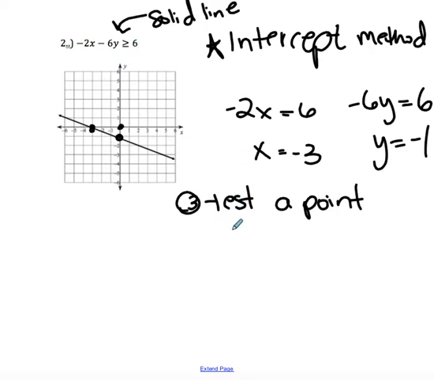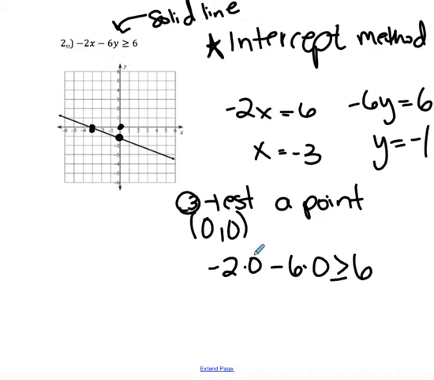Let's see if you understand again why I like 0, 0. If I want to test the point 0, 0, I'm going to plug that in for x and y. When we were doing the intercepts, we just plugged in 0, 1 at a time. I'm going to do it at the same time. So negative 2 times 0 minus 6 times 0 is greater than or equal to 6. All of that, times 0, this whole side over here reduces to 0.